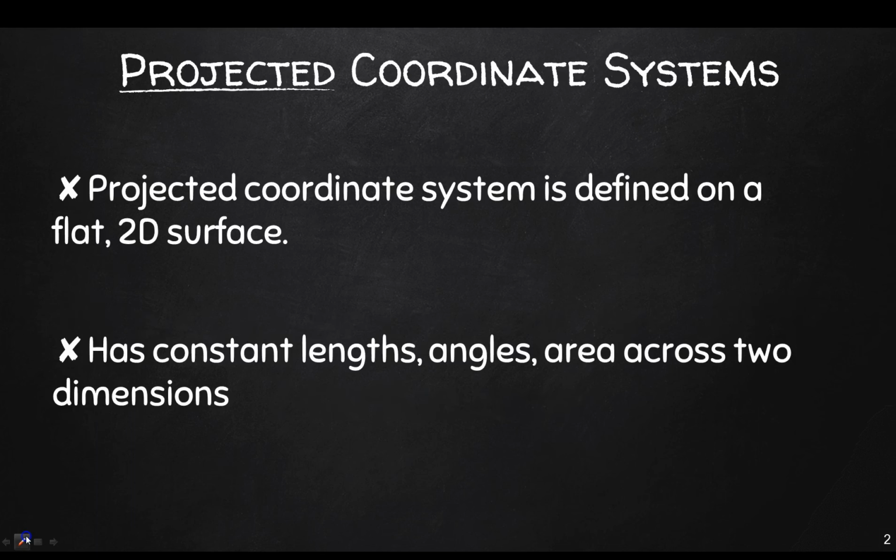So, a map projection transforms the geographic coordinates on an ellipsoid into locations on a plane. The outcome of this transformation process is a systematic arrangement of the latitudes and longitudes on a flat surface representing the geographic coordinate system. Unlike a geographic coordinate system, a projection coordinate system has constant lengths, angles, and areas across the two dimensions. A map projection allows us to work with plane coordinates rather than latitude and longitude values, which are decimal degrees, which is more complex.